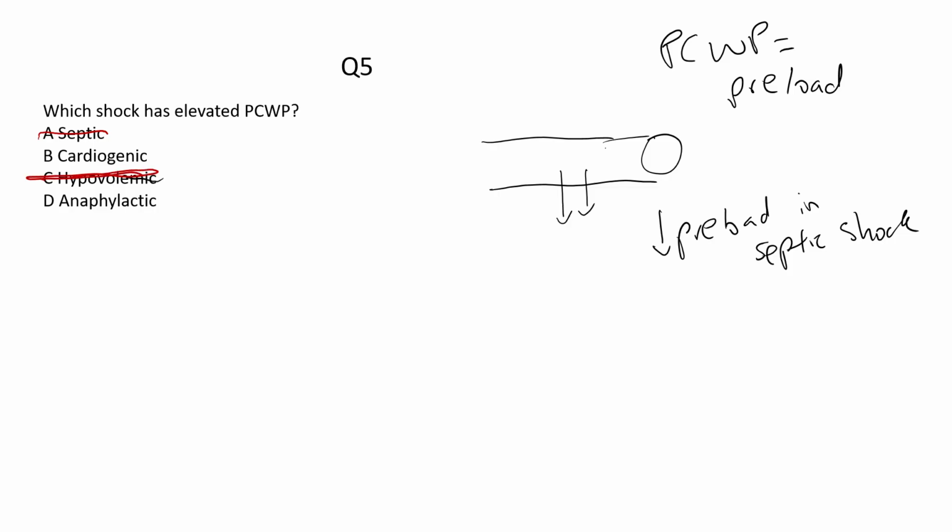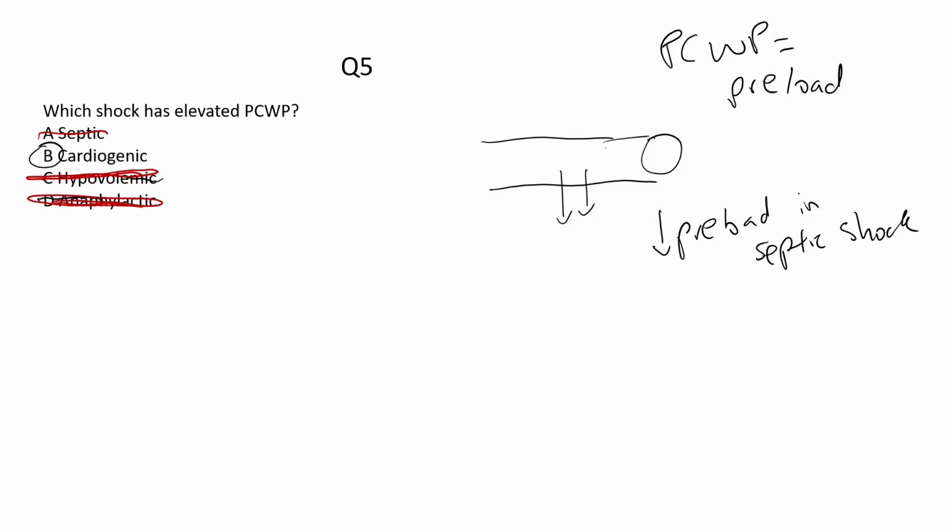And then lastly, anaphylactic. It can't be anaphylactic either because, kind of similar principle to a sepsis picture, it's a type of distributive shock. You're decreasing the amount of volume in your vessels, so you're not going to have increased preload, right? So it cannot be choice D either. The right answer here is cardiogenic shock.